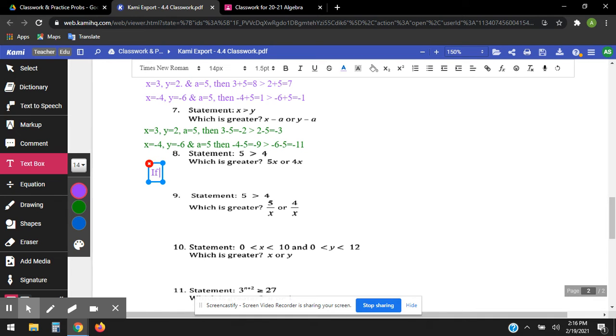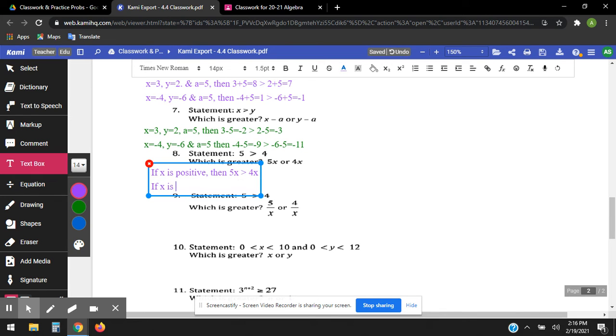Let's just say if x is positive, what happens? So 5 times 3 is 15, 4 times 3 is 12. That's still going to be bigger, right? Then 5x is still greater than 4x, right? Have a positive number, they're still going to work.